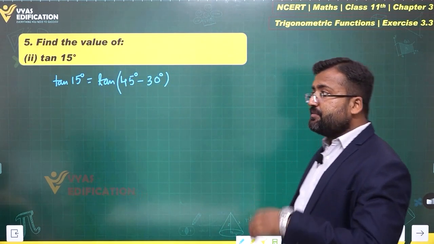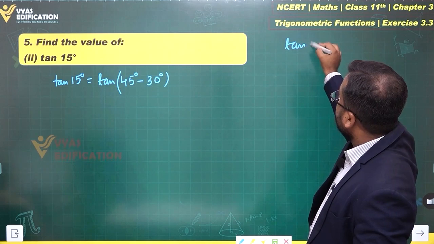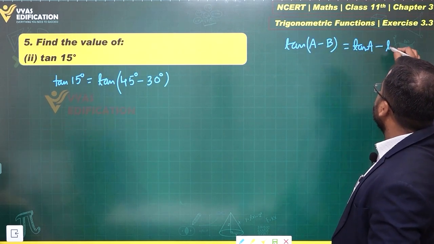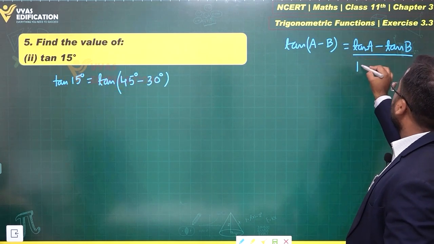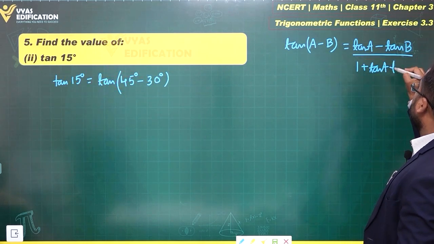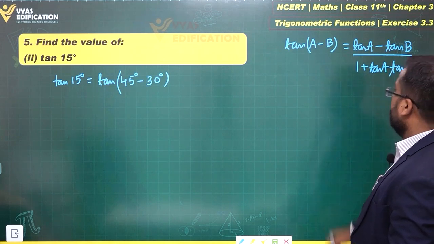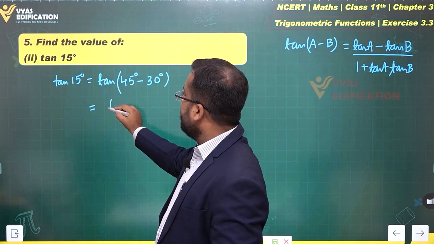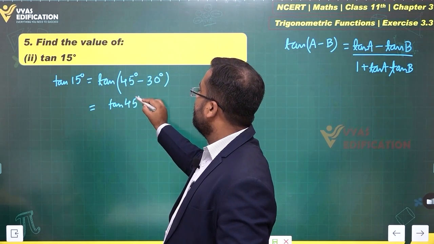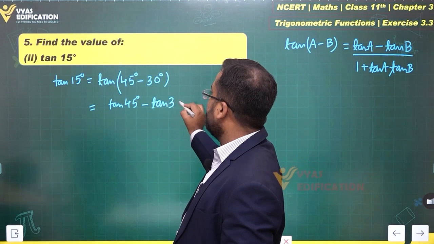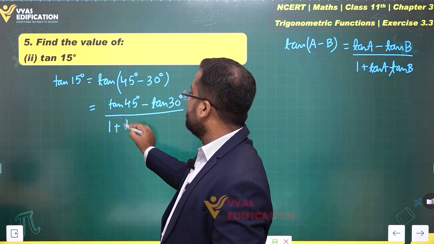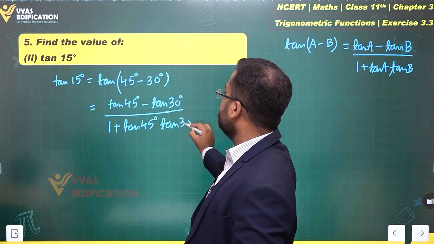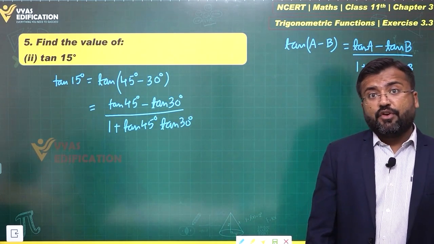And the formula of tan of A minus B, can I use that? Yes. Tan of A minus B looks like tan A minus tan B over 1 plus tan A tan B. Okay, this is simple, yes. This is what you get, right? Tan A minus tan B upon 1 plus tan A tan B.